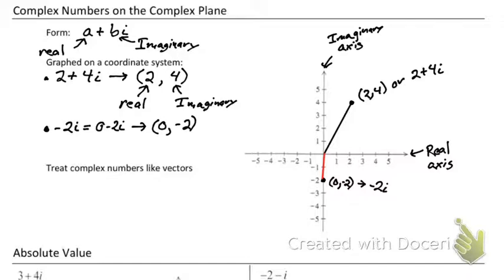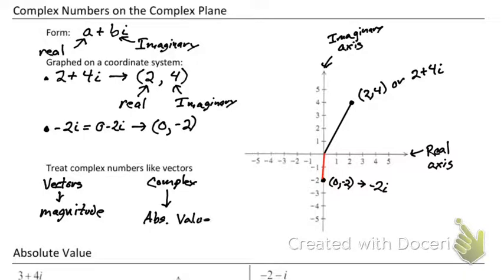Treat complex numbers like vectors. And the better you know vectors, the better you're going to know these. And the more you know about triangles, the easier these are going to be. And the other thing that I want to talk about in treating complex numbers like vectors: with vectors we had magnitude. With complex numbers, we are going to use absolute value. Magnitude and absolute value are the exact same thing. That is why when we're doing magnitudes, we always use absolute value bars.